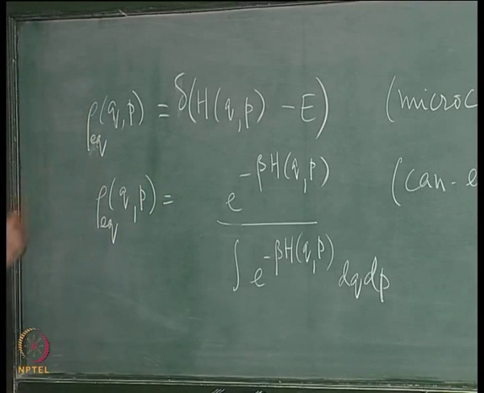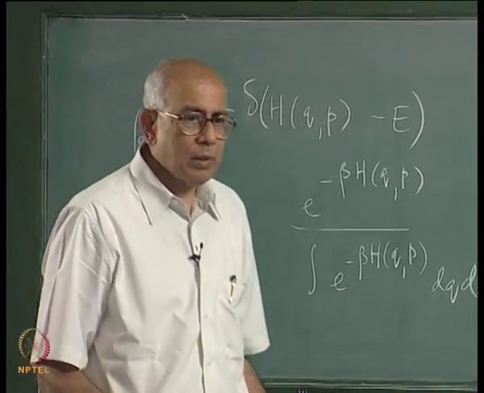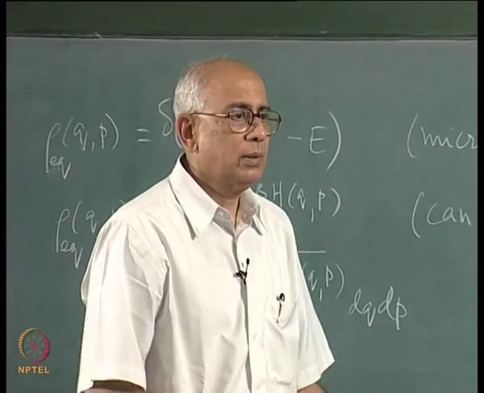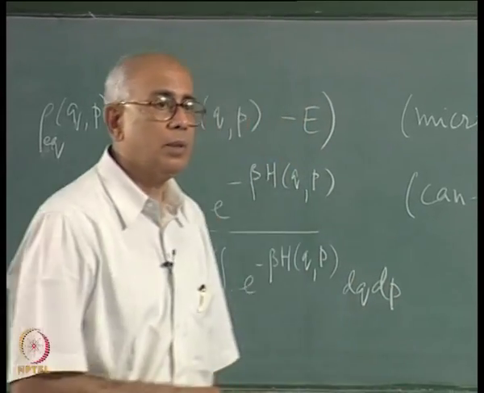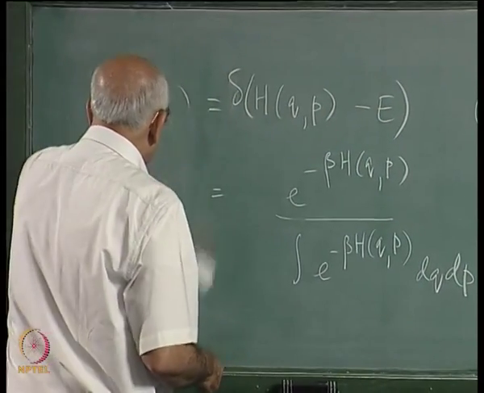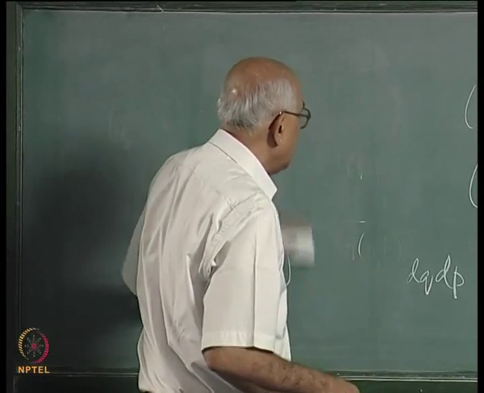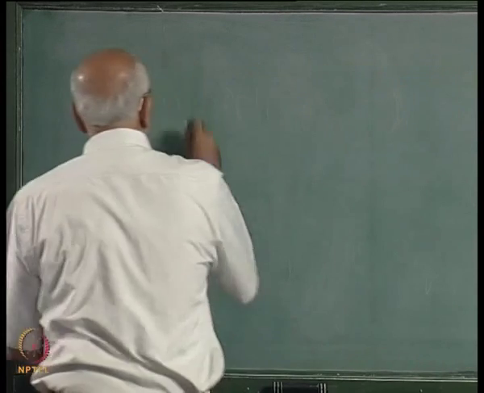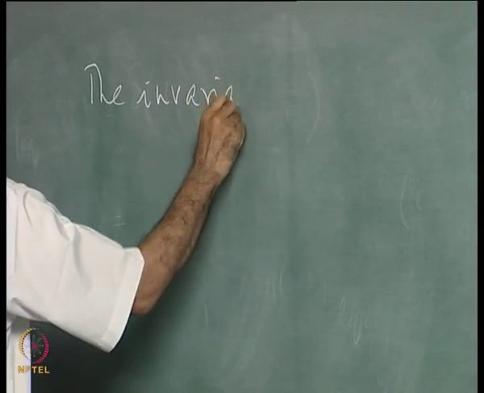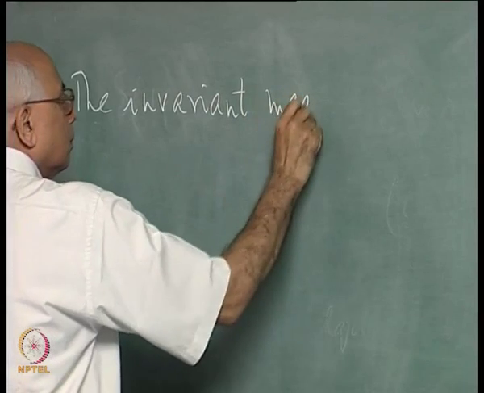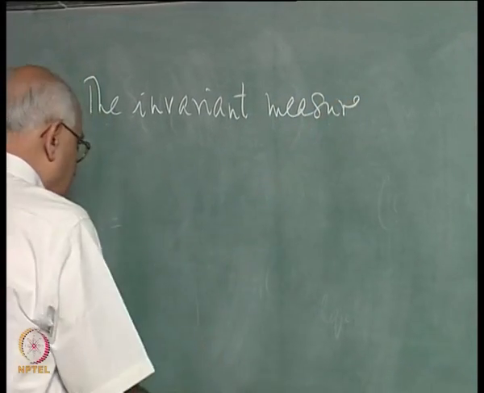But in our case, we have some dynamical system specified by a set of equations, and everything must follow from those equations. There is no external input possible anymore. So where does that leave us? Well, let us see how to find invariant measures, and this is our next task. So let me call it the invariant measure, or the invariant density.